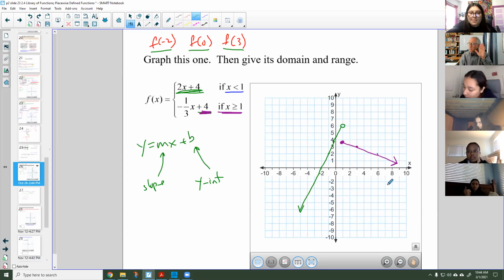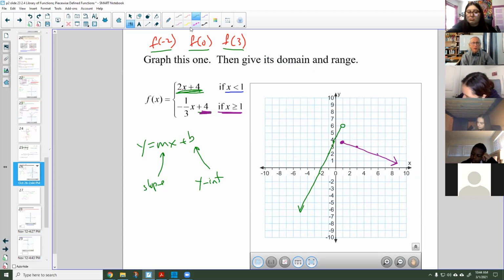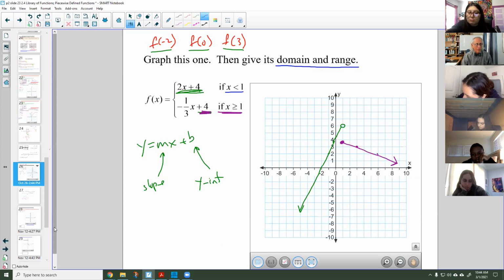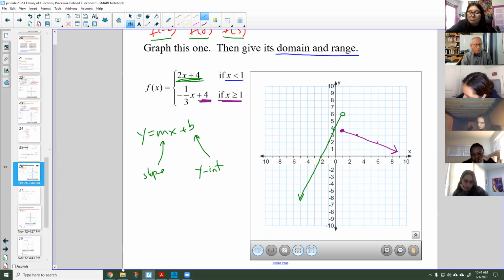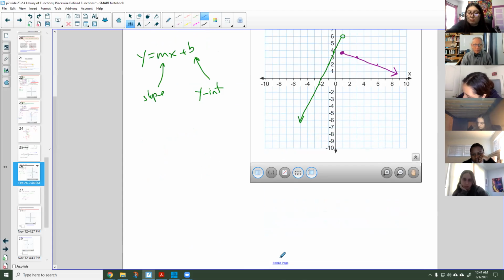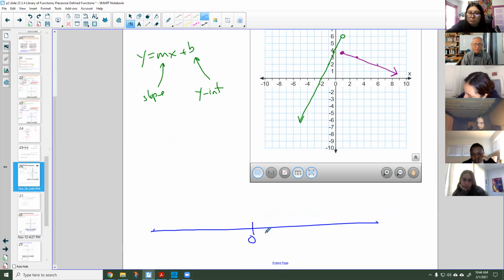Pretty good? Everybody good with this? Okay. So now we have to give the domain and the range of this function. For the domain of this function, I'll use my number line trick again here. Actually, I just did the number line. No, let's do it again, because I did it wrong. 0, 1, 2, 3, 4, 5, -1, -2, -3, -4, -5.